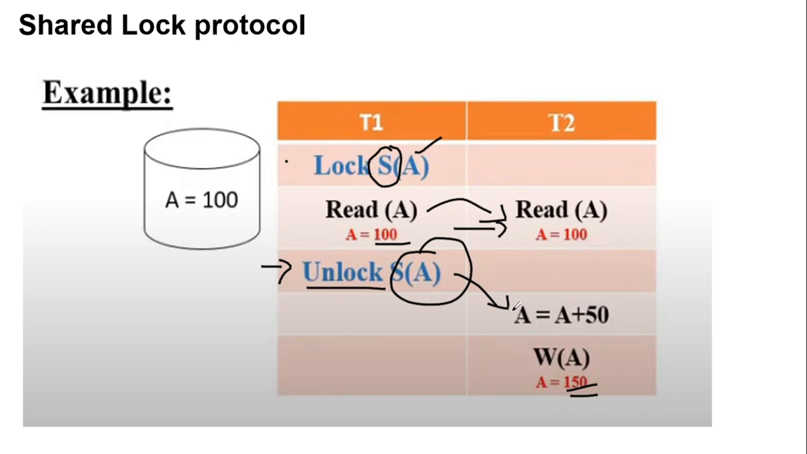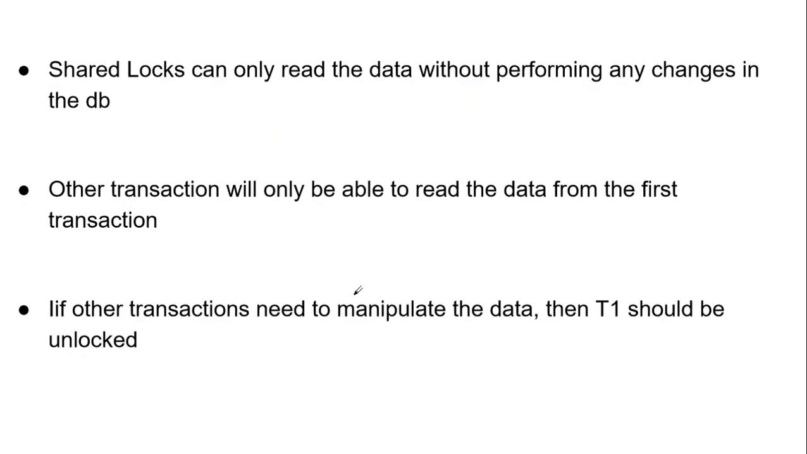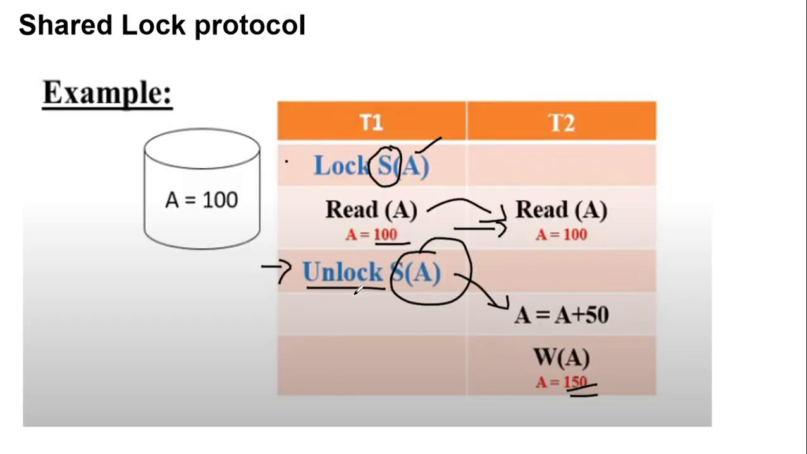So in the shared lock protocol, if particular data is under a shared lock, other transactions won't be able to write the data. Reading is possible, but writing is not possible. If a transaction needs to manipulate the data, the transaction holding the lock, here T1, needs to unlock it. That is all about the shared lock protocol. Now this is the explanation of what we have gone through in the example.